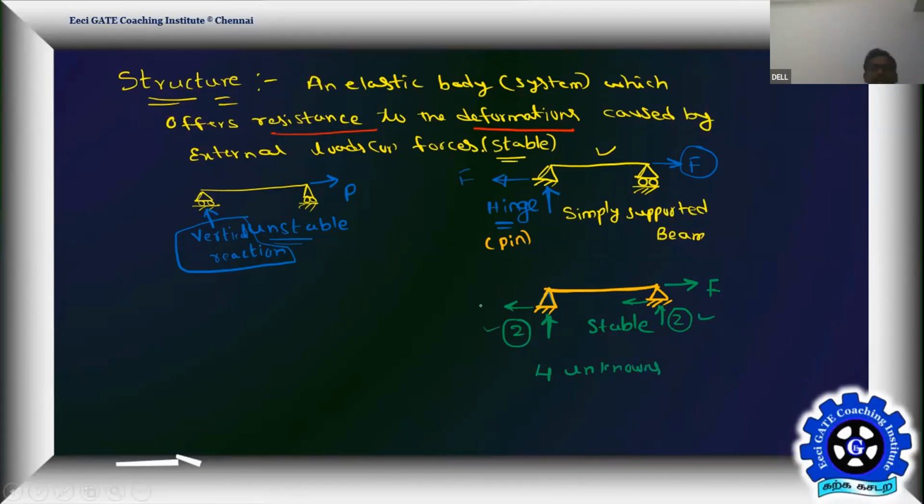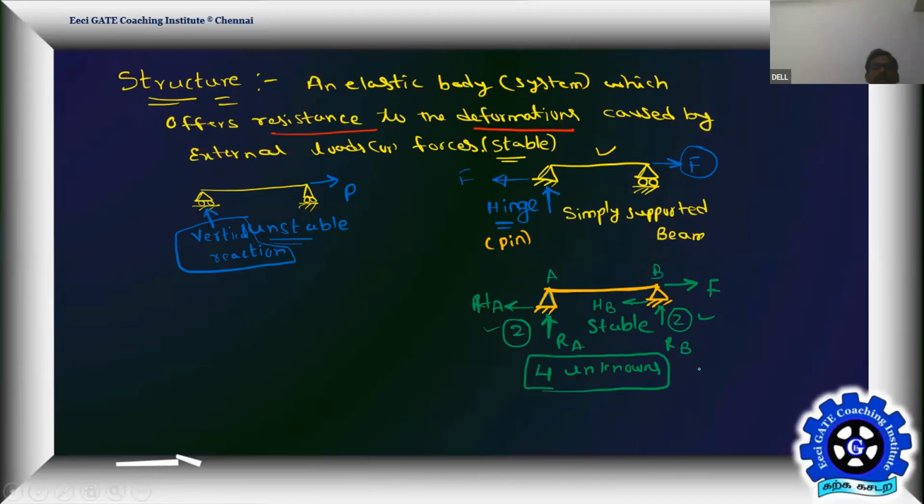What are those? Let's say this is support A and this is support B. So we have HA, the horizontal reaction at A. And we have the vertical reaction at A, I call it RA. We have the vertical reaction at B, I call it RB. We have the horizontal reaction at B, I call it HB. Totally, how many unknowns are there? The four unknown quantities are HA, HB, RA, RB.